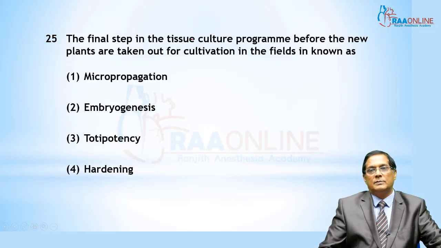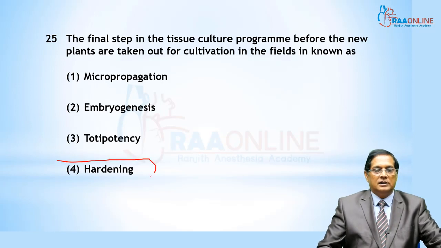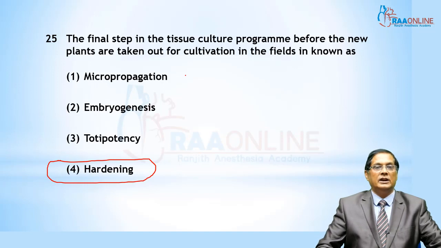The final step of tissue culture. In the final step, hardening is done. The plants obtained by tissue culture practices should be made fit to live in the natural environment. That's why hardening is done.